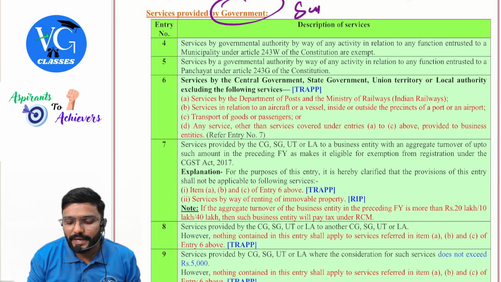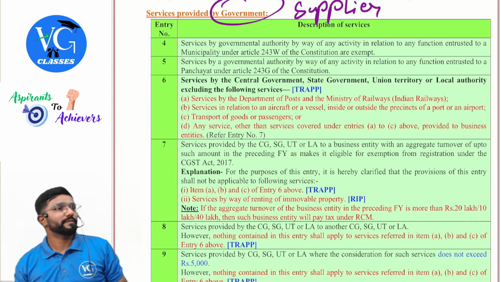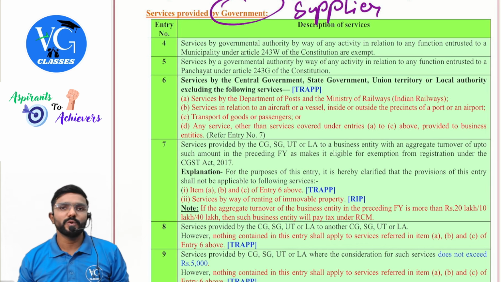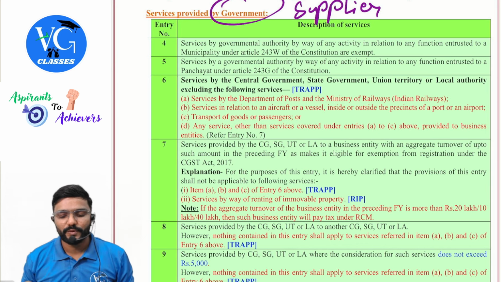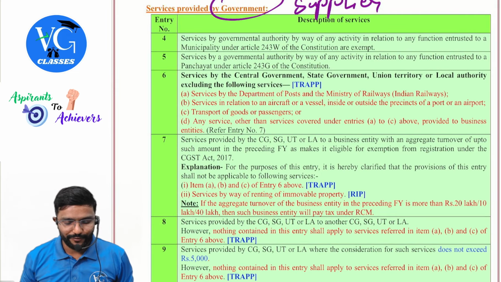Supplier. Who is a supplier? Because we have a separate list later also, where government is recipients. Now, who is government? Supplier, guys. Okay, we'll see. First, entry 4.